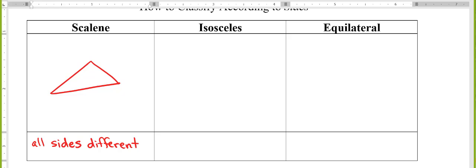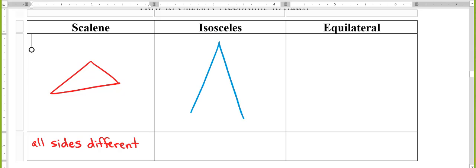The second way to classify a triangle, what if it looks something like this? And 2 sides are equal. That's called an isosceles triangle. 2 sides are equal.